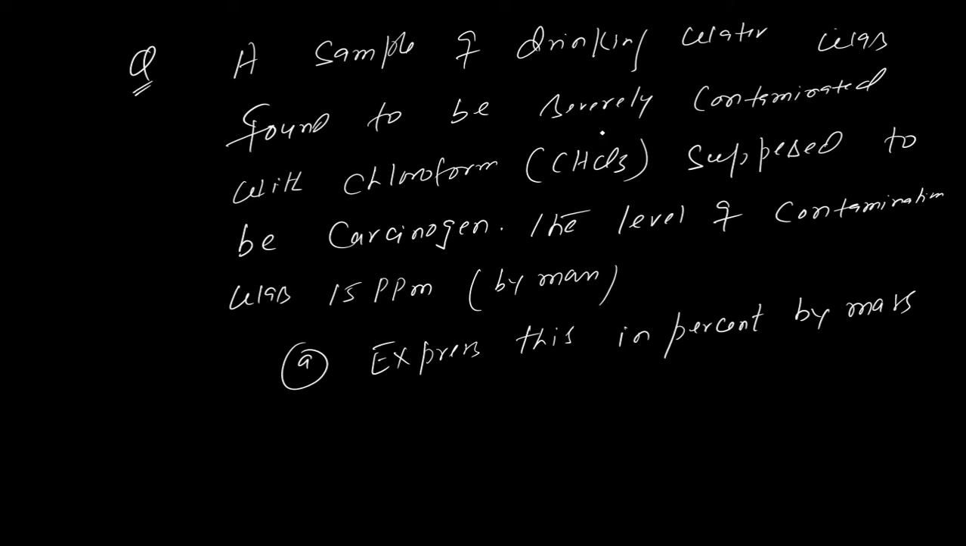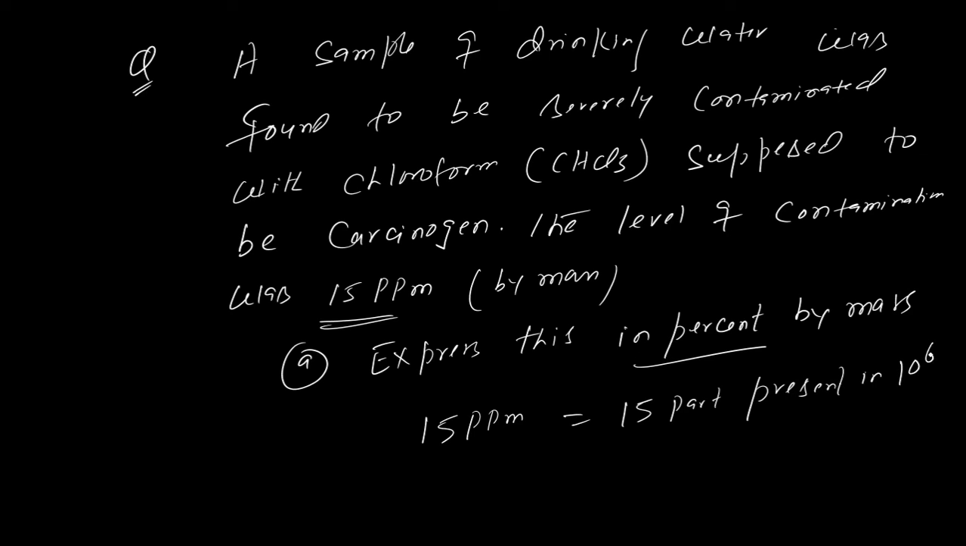So a sample of drinking water was found to be severely contaminated with chloroform, supposed to be carcinogen. The level of contamination was 15 ppm. So now you have to convert the 15 ppm into percent. What I told you, 15 ppm means 15 parts present in 10 power 6. So basically you have to find out what part will be present in 100.